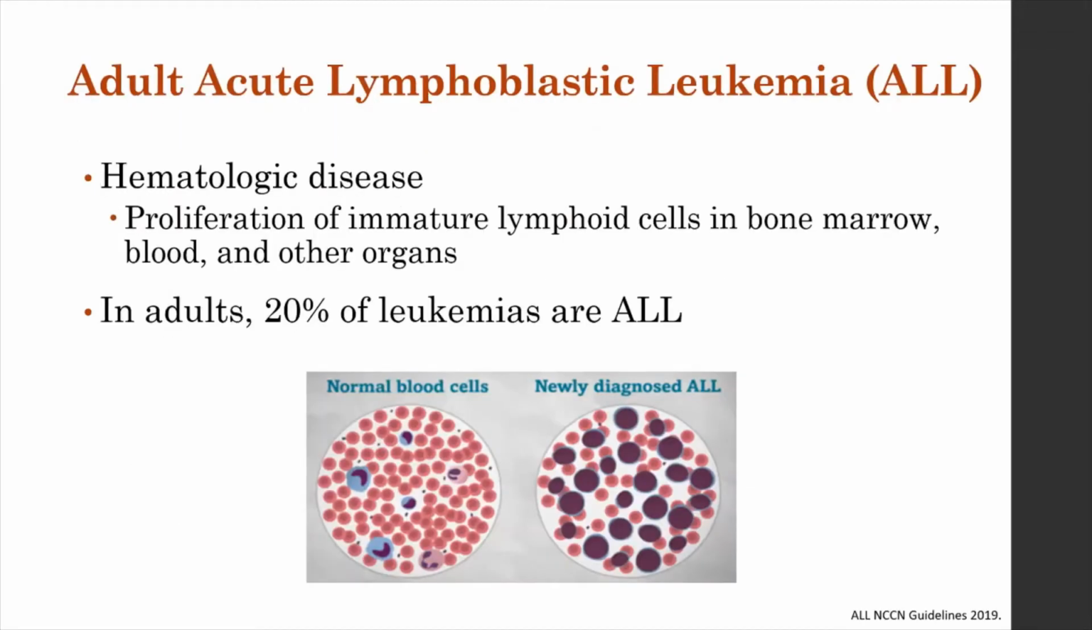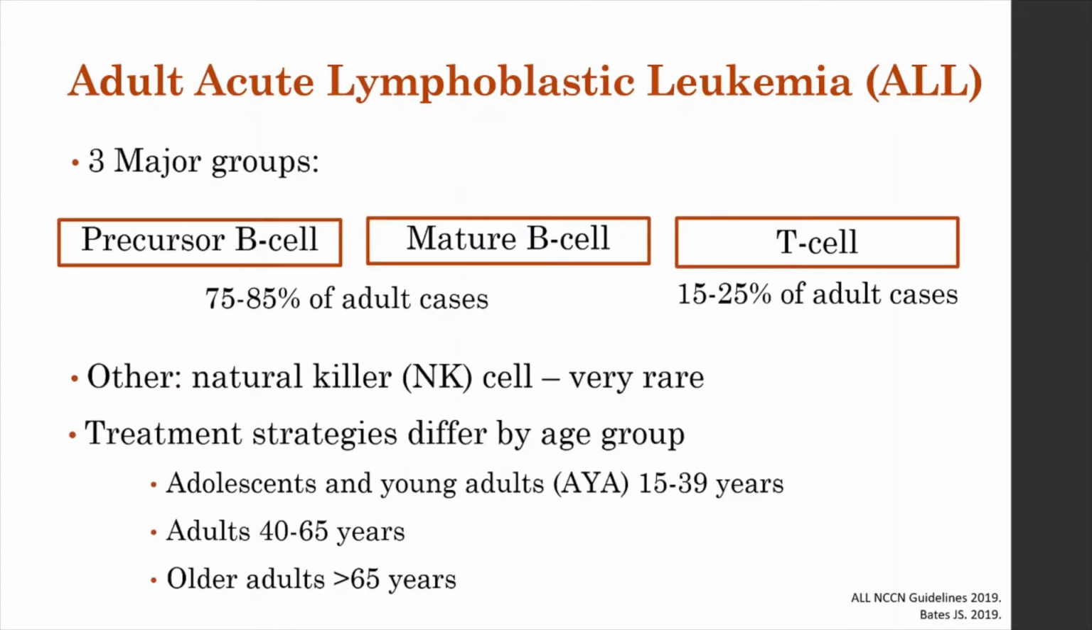So, what is acute lymphoblastic leukemia? It's a hematologic disease characterized by proliferation of immature lymphoid cells in the bone marrow, blood, and other organs. It's the most common leukemia found in children, but for this presentation, we're going to be focusing on adults, where it makes up about 20% of leukemias in adults.